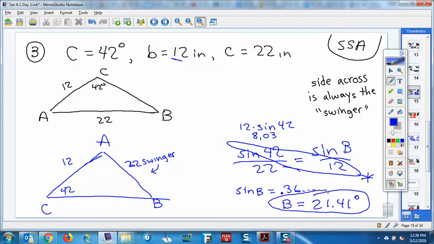So anyway, we know there's only one triangle, so we're good with that. We're going to stop with that. We know it's going to be that one. We know it won't be the other. All right. Now, what else do we have to find? So that's 21.41.